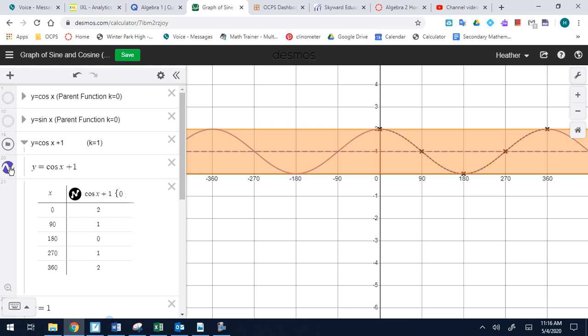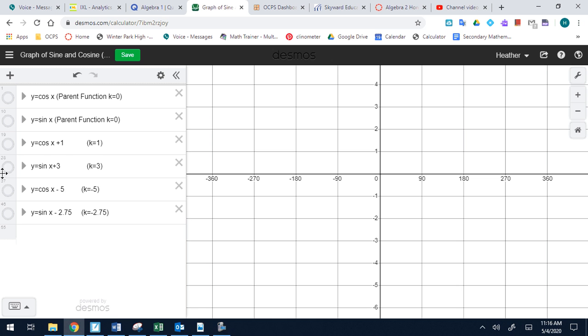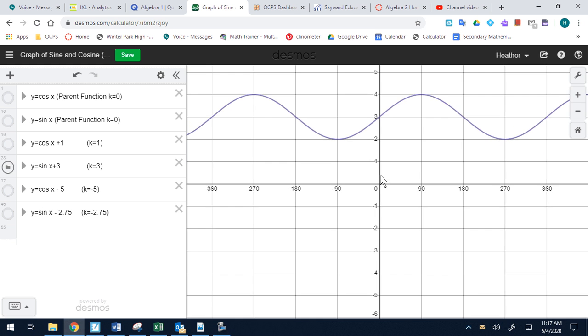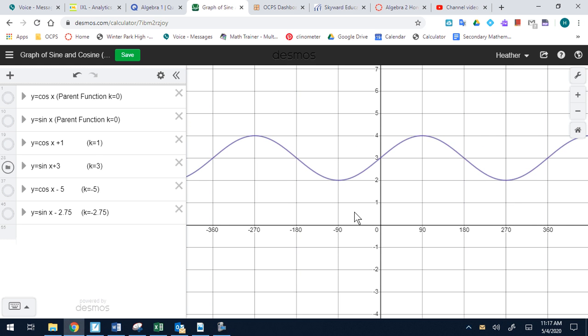All right. Let's take a look at a cosine, or sorry, a sine. So here's sine of x plus 3. So what would you expect to happen? It's k, it's positive, so you would expect it to move up 3, which is exactly what happened there. Moved up 3.